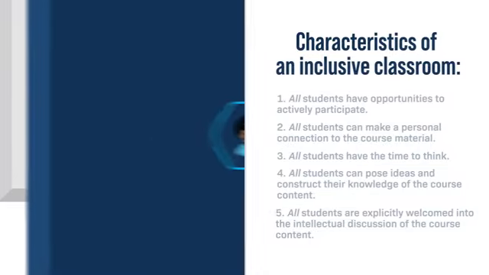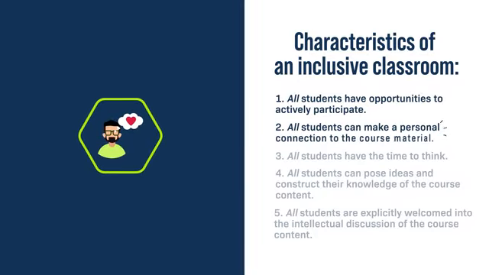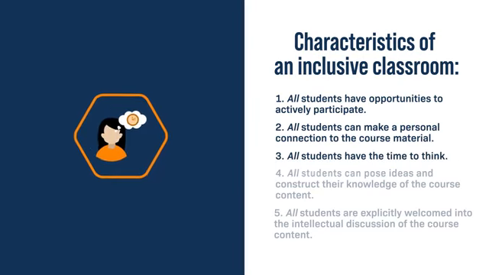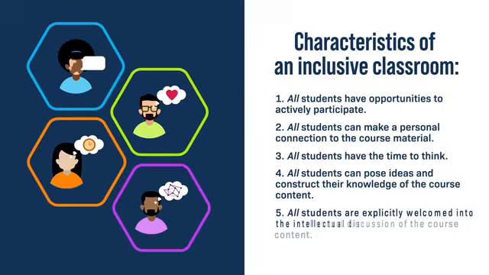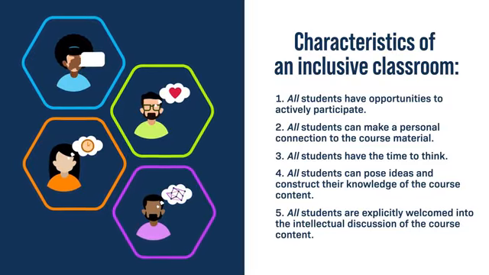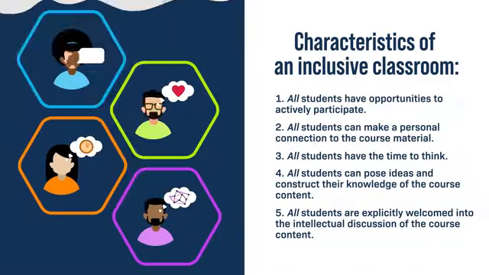For example, in an inclusive classroom, all students have opportunities to actively participate. All students can make a personal connection to the course material. All students have the time to think. All students can pose ideas and construct their knowledge of the course content, and all students are explicitly welcomed into the intellectual discussion of the course content. Let's unpack each of these characteristics.